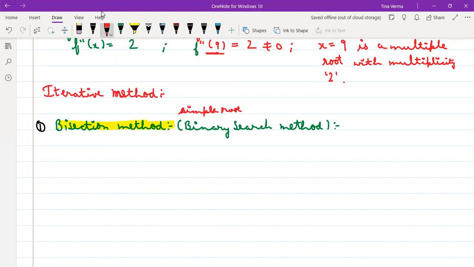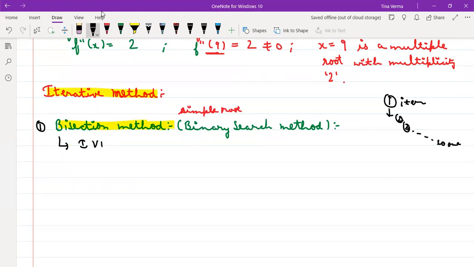The bisection method does not tell any multiplicity if it exists, right? So we will discuss, because as the name indicates, iterative method means that you do the first iteration and following that you perform the second iteration, third iteration and so on, as long as you want to perform the iterations. This method is based on your intermediate value theorem.